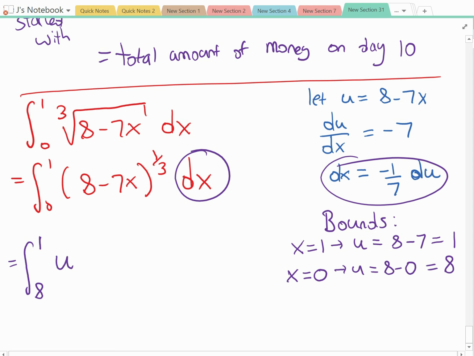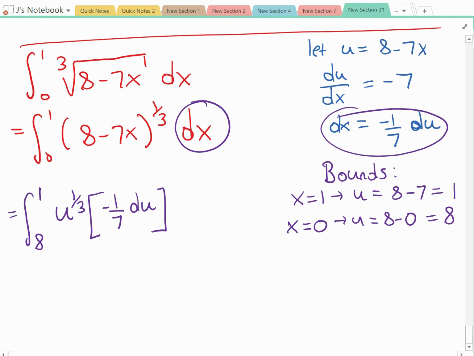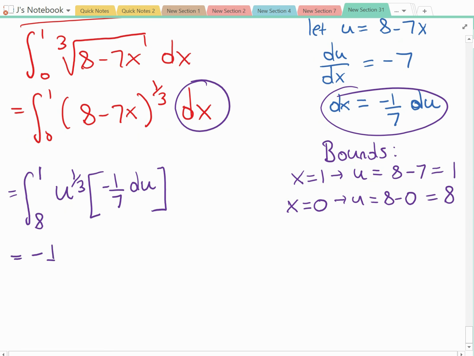And we have u to the 1/3 multiplied by negative 1 over 7 du. Questions up to here? Okay, and that's going to be negative 1 over 7 times the integral from 8 to 1 of u to the power 1/3 du. And I'm using every ounce of self-control to not absorb the negative 1 into the integral by switching the bounds from 1 to 8, but I'll leave it like that, so you don't have to.